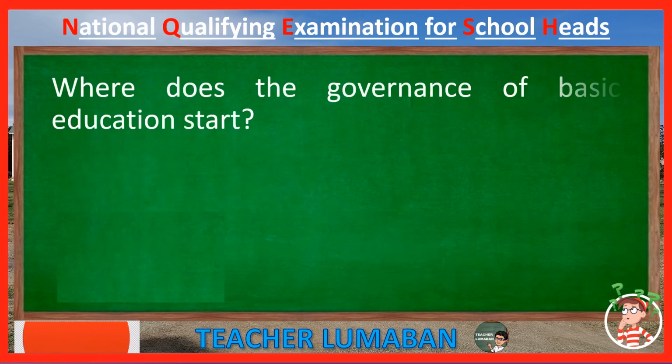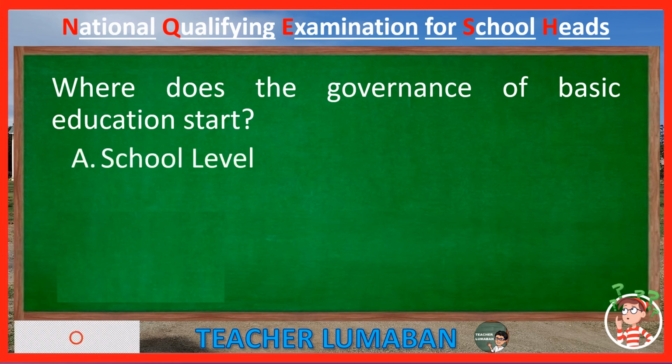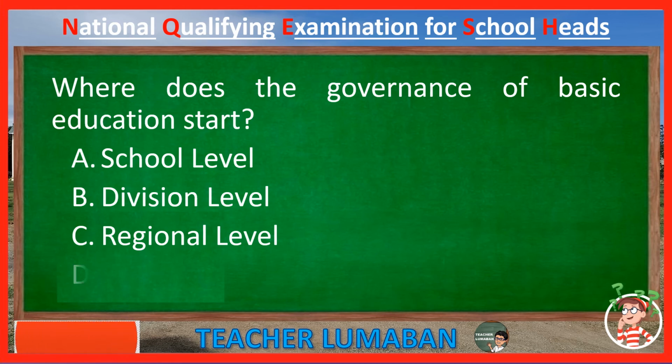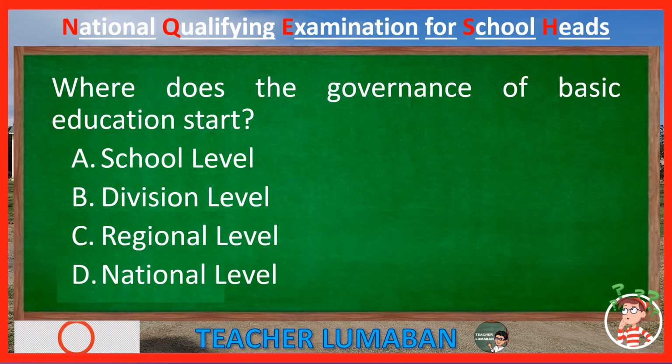Where does the governance of basic education start? Letter A, school level. Letter B, division level. Letter C, regional level. Letter D, national level. Choose the suitable answer based on the given choices in 5 seconds.